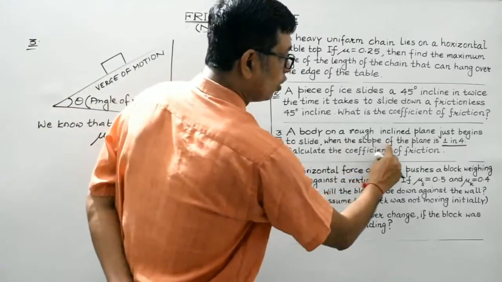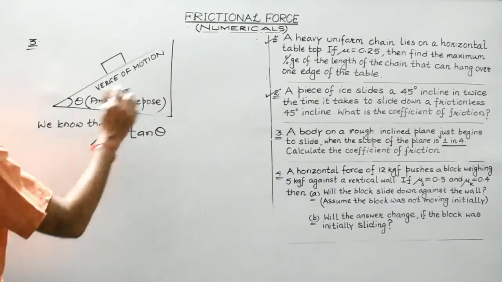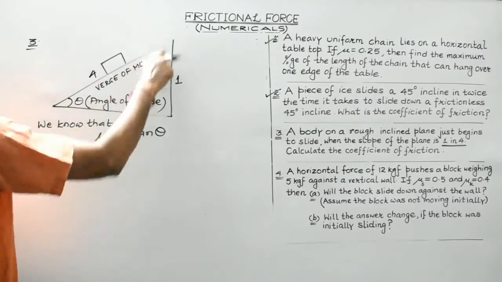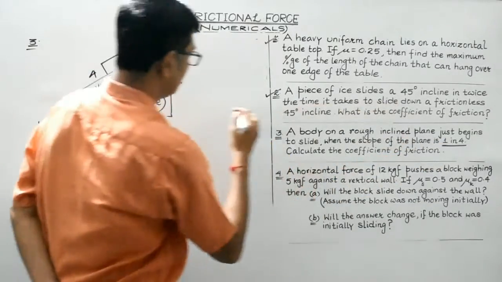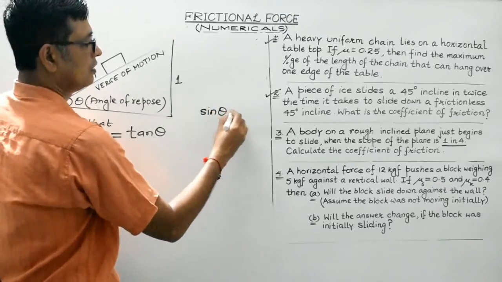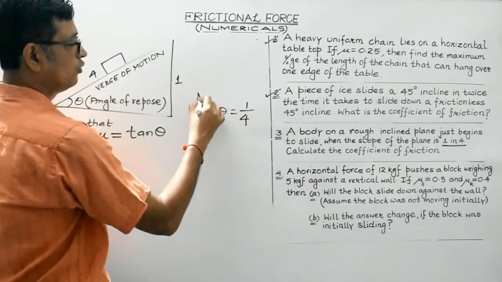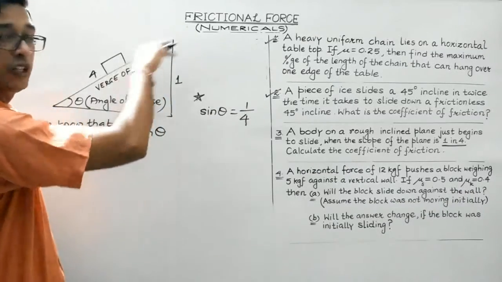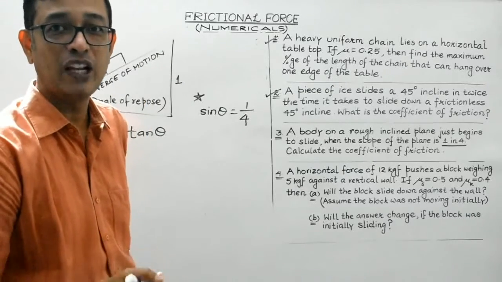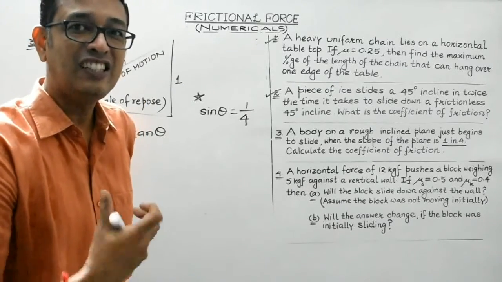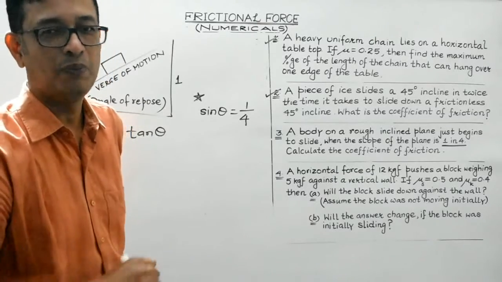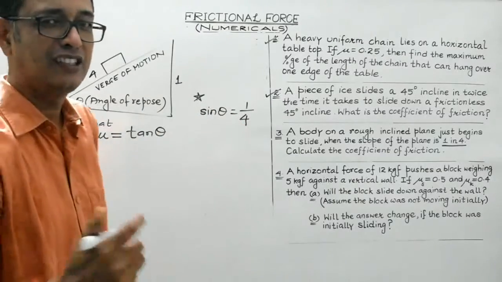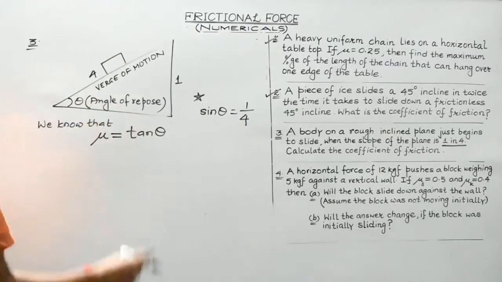Now, students, the slope of the plane is 1 in 4. 1 in 4 means 1 unit perpendicular and 4 units hypotenuse. So actually 1 in 4 means sin theta is given, perpendicular by hypotenuse. Sin theta is equal to 1 by 4. Please do remember this concept. If sin theta is known, we can easily find the value of tan theta, isn't it? So this is 1, this is 4.